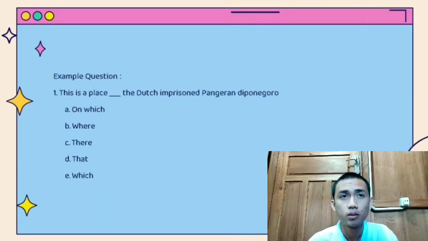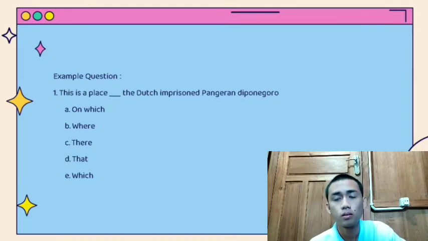Simple question. 1. This is a place blank where the Dutch imprisoned Pangeran Diponegoro. Option A. On which. B. Where. C. There. D. That. E. Which. Answer is B, where, because the answer tells about where the Dutch imprisoned Pangeran Diponegoro.